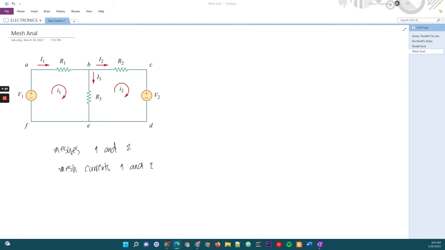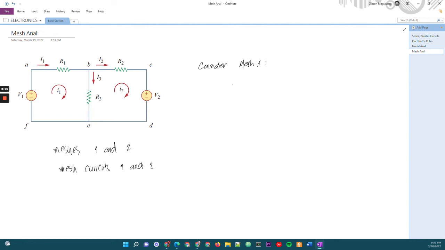Okay? Then the second step, once you have this established already, is you apply Kirchhoff's voltage law to each mesh. So apply Kirchhoff's voltage law to the first mesh, and then to this mesh also. So applying KVL to mesh 1, consider mesh 1. If we apply KVL, let's go along this direction.